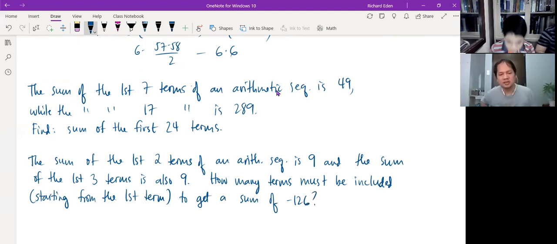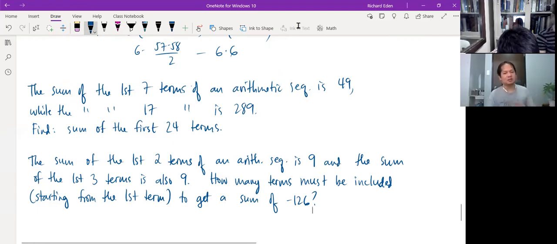All right. So the sum of the first 2 terms of an arithmetic sequence is 9, and the sum of the first 3 terms is also 9. How many terms must be included, starting from the first term, to get a sum of negative 126? It's all going to be here.